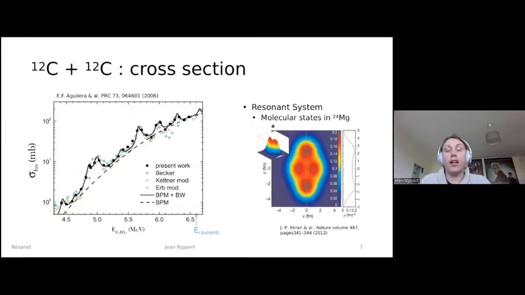Now let's take a look at the cross-section. Here you have the cross-section as a function of the energy a little bit below the Coulomb barrier, with cross-sections that are still quite easy to measure. What we see directly is that you have a lot of resonances in it, and some of those resonances can be associated with molecular states in the magnesium-24. But what exactly are molecular states?